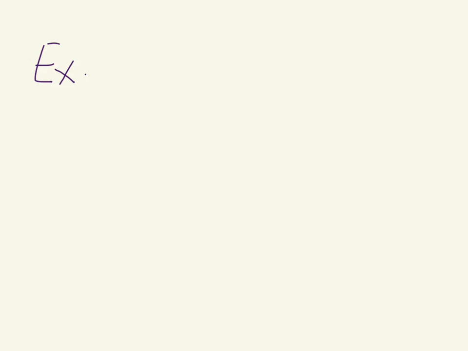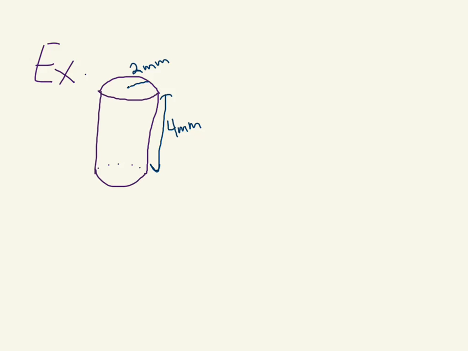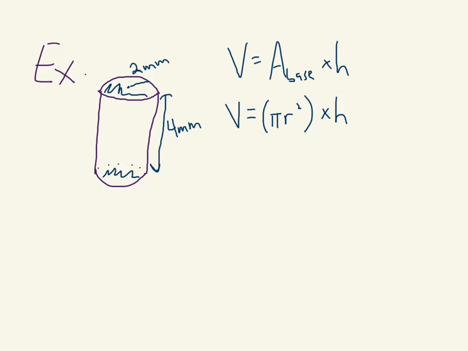Example of the cylinder. Try to draw a nice cylinder here. And this cylinder has a radius of, let's say, 2 millimeters again, and the height of this is going to be 4 millimeters. So again, the volume is equal to the area of the base times the height. This time we recognize that the base is these circles, which means that we need to use the formula for the area of a circle, which is pi r squared. And then we're going to multiply that by the height of this cylinder.